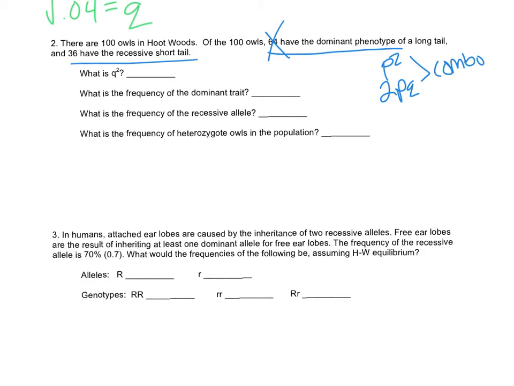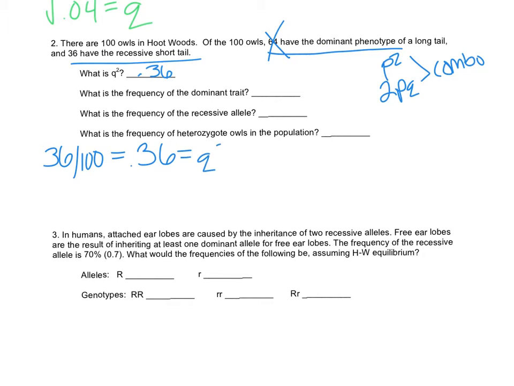However, if 36 are recessive, I know that in order to be recessive, you must be homozygous recessive. So I then know that 36 out of 100 are recessive. They are homozygous recessive. So that value is then my q squared. I'm going to solve for my other variables before I go back to the question.